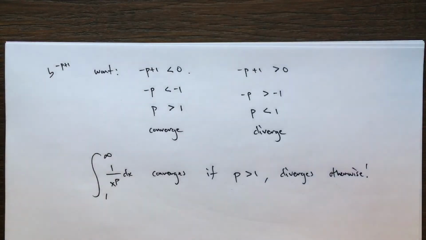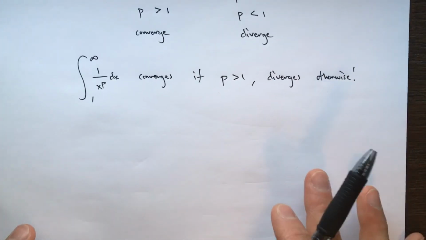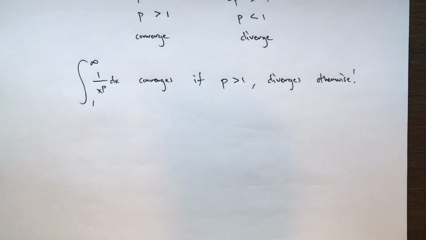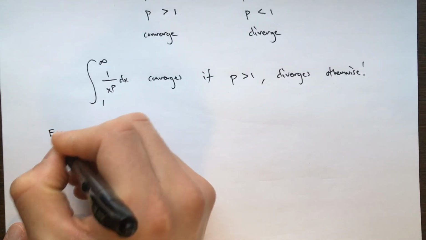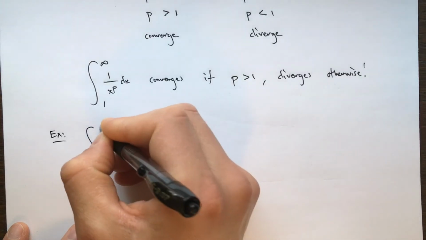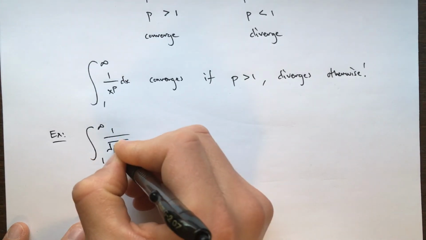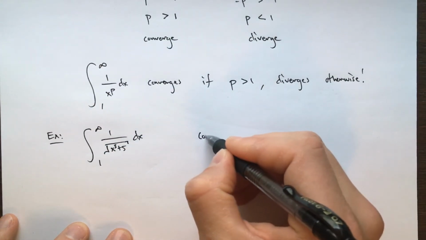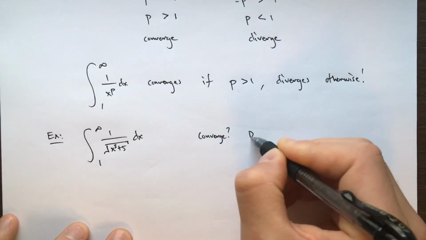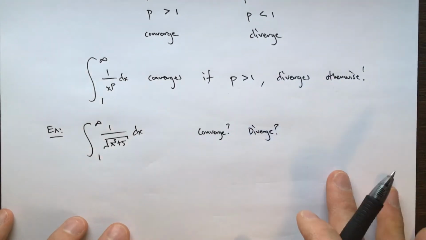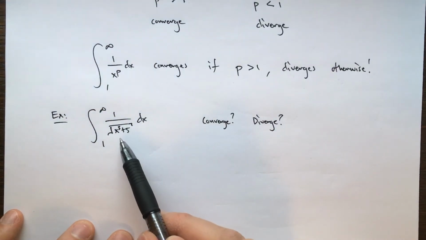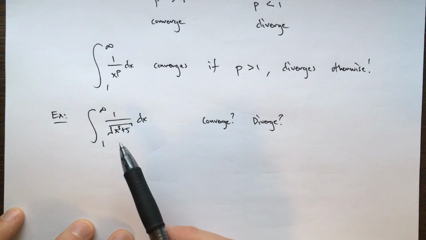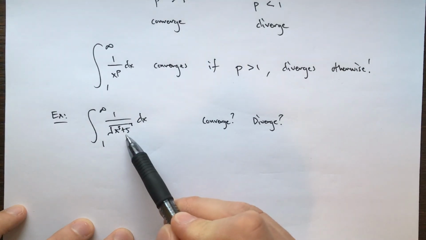Improper integrals are sort of like the continuous version of a discrete series. So let's consider this example right here. We have the integral from 1 to infinity of 1 over the square root of x cubed plus 5 dx. And we want to know, does it converge or does it diverge? So I don't know how to find this antiderivative, but what I can think about is what this is similar to.